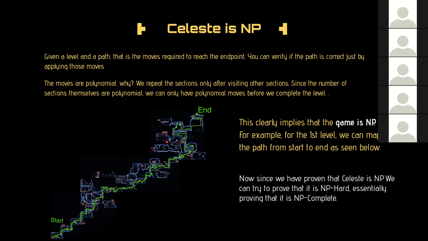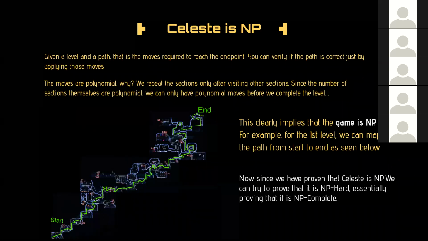So to prove that Celeste is in NP, we just need to provide a solution, a pathway that you can follow, and check that we can reach from start to end. We have to prove two things: that we can check this in polynomial time, and that the pathway is of polynomial size. We can check the pathway in polynomial time by just mimicking those moves. But we also have to prove that the number of moves is polynomial.